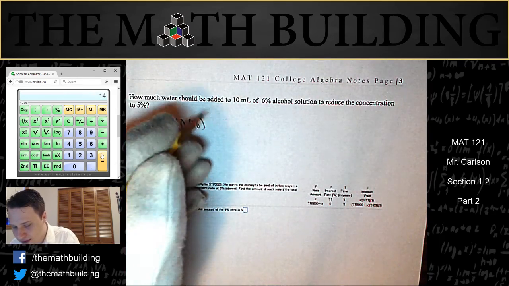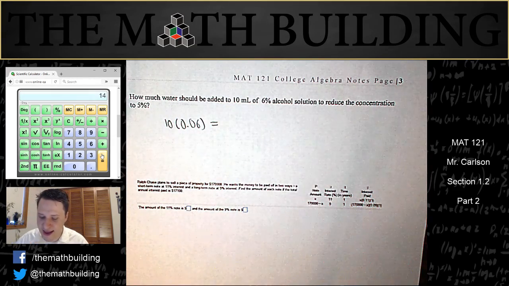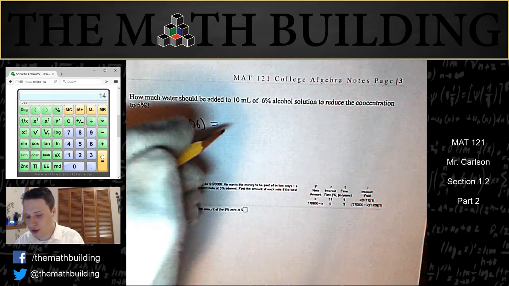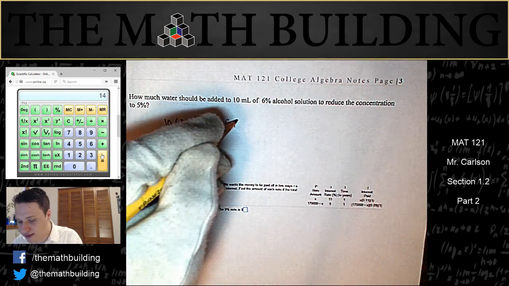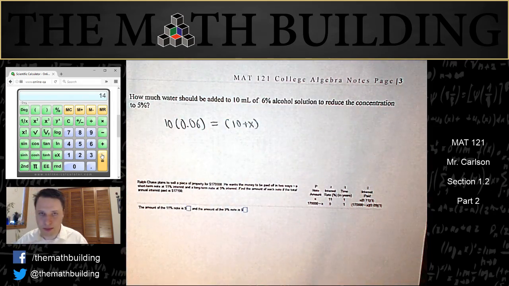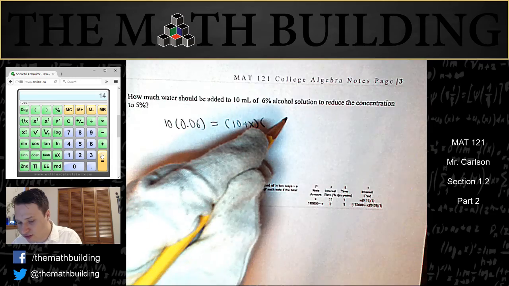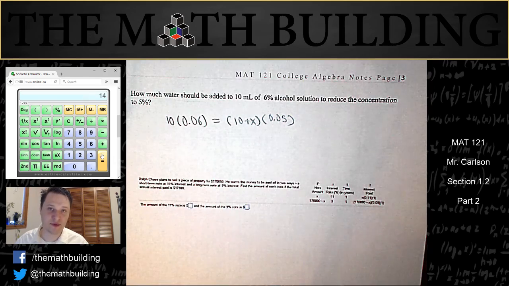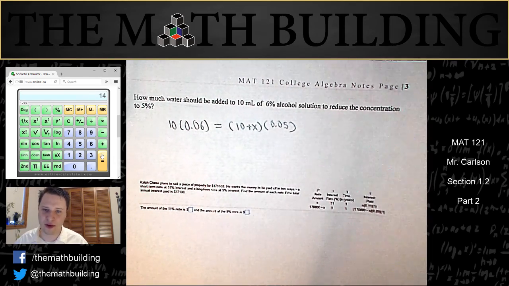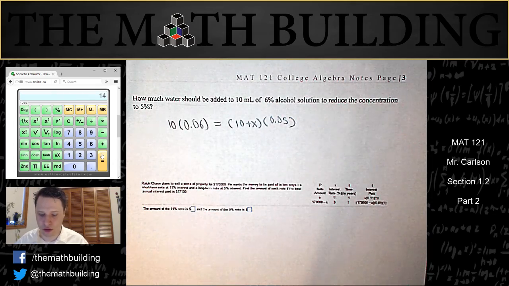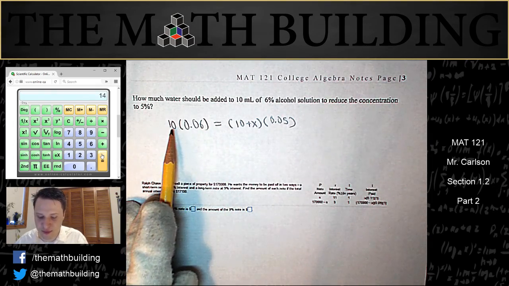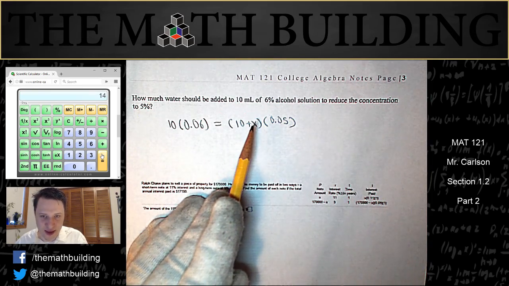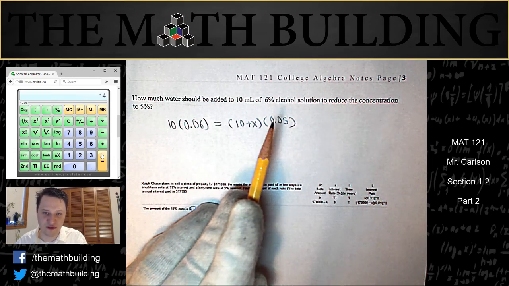Now that's what we have, and we want to know how much water we are going to need to add to make it 5%. So we write 10 plus x, because we're going to be adding some unknown amount to the 10 milliliters. And what concentration is this? That's right, it's 0.05. So that's how you set up the formula for this. And these mixture problems are all pretty similar. We'll see a few more, but it's just the amount times the percent. So we have 6% of 10 milliliters, and we want to know how much x we need to add so that the concentration falls to 5%.